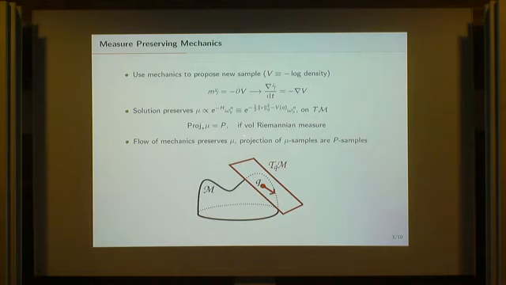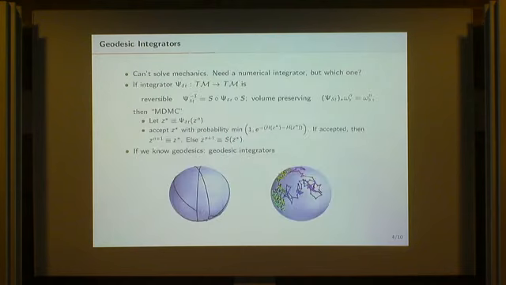So the point is that you use mechanics, you propose samples, that's going to define a measure-preserving transition kernel, and you're going to get essentially exact samples from your target distribution. So that's the idea of mechanics. Your flow preserves mu, and projections of mu samples are P samples. So if you were able to do mechanics exactly, you're done. The problem is that you cannot do mechanics exactly. And so that's where the theory of numerical integrators for mechanics comes in.